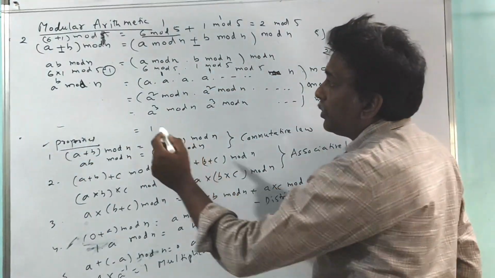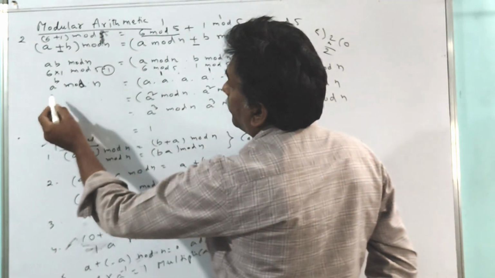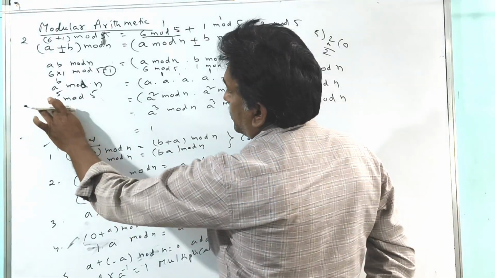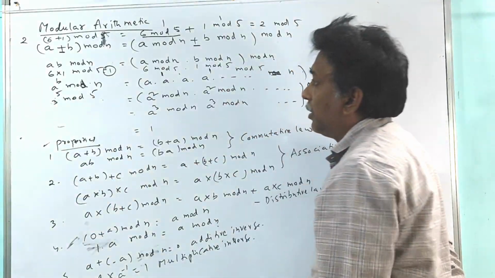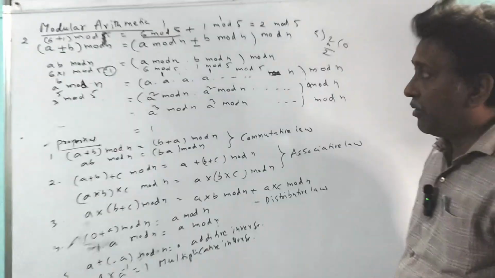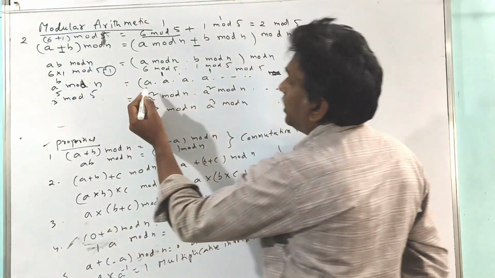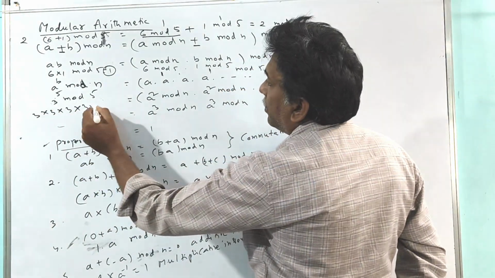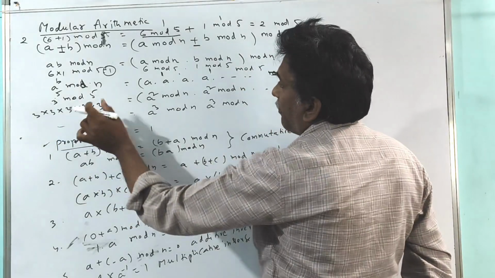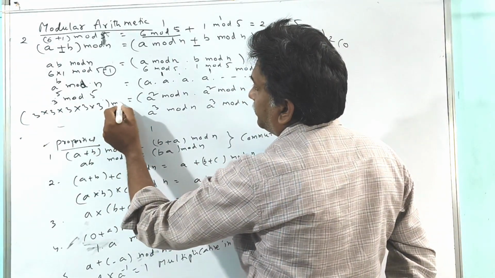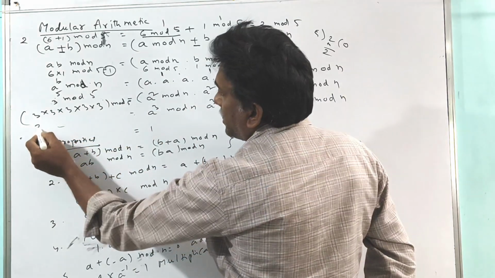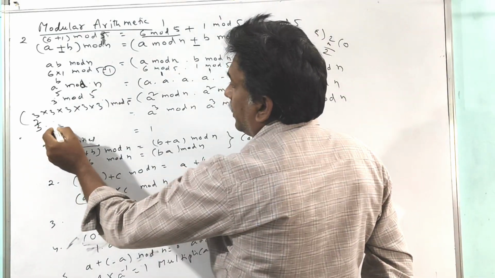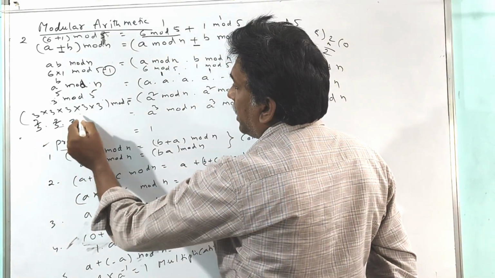Here it is simple. Now you take A is 6, B is 5, mod 5. Or else a simple problem: 3 power 5 mod 5. A is 3, B is 5, mod 5. This can be written as 3 into 3 into 3 into 3 into 3, 5 times, 1, 2, 3, 4, 5, mod 5. So this can be written as 3 square into 3 square into 3, mod 5.